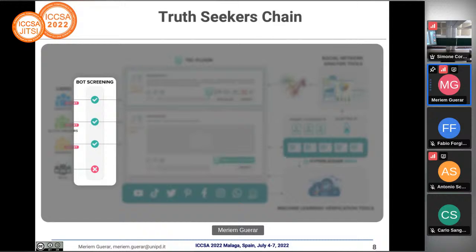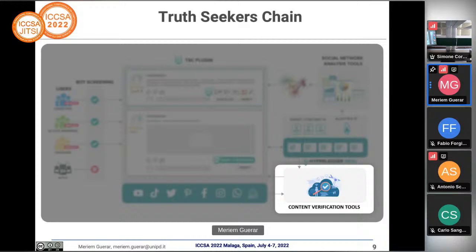A recent study showed that social bots play a key role in the spreading of fake news. So in order to ensure that only humans post and engage with content, we used a bot screening mechanism called Invisible CAPTCHA, which is fully transparent to the users, and it is based on the tap micro movement. The TSC platform is also open to integration of third-party content verification tools. So before engaging with content, the user can verify whether the content has been tampered with or it has been taken from another context, etc.